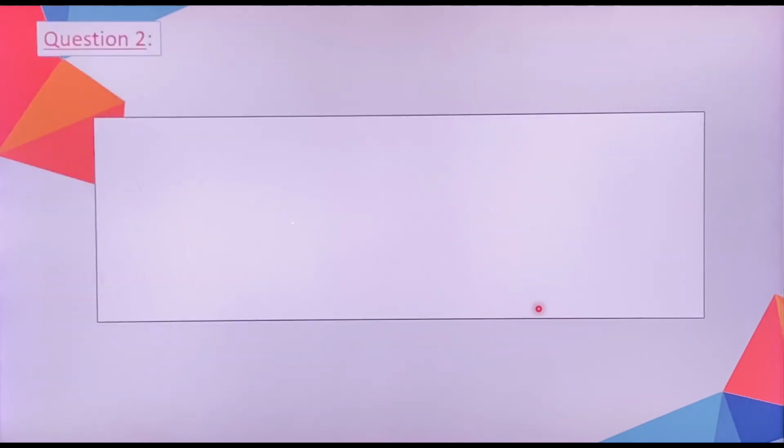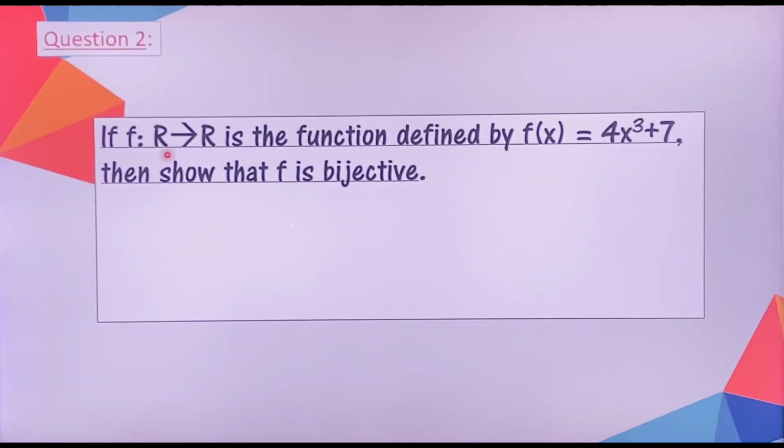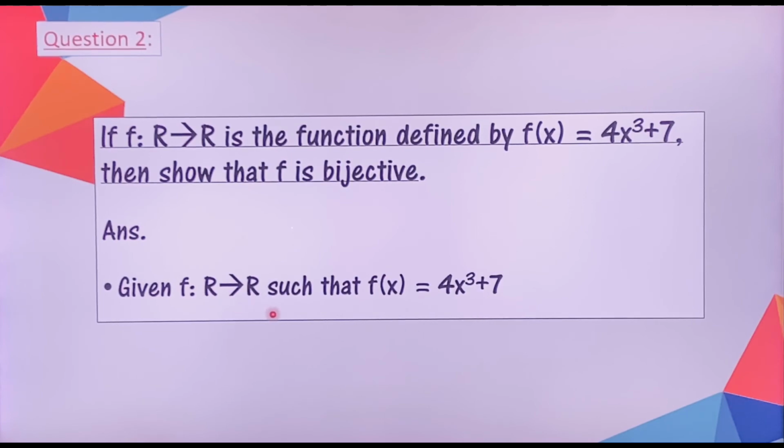See the next question. If f from R to R is the function defined by f(x) = 4x³ + 7, then show that f is a bijection. Given f from R to R such that f(x) = 4x³ + 7. Here R represents real numbers, so you can consider both rational and irrational.